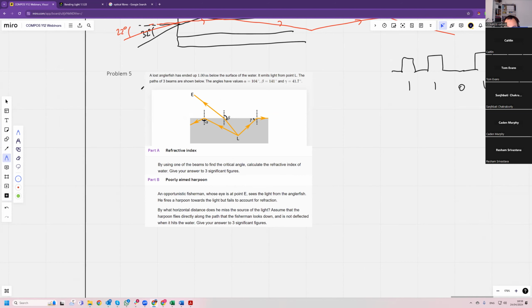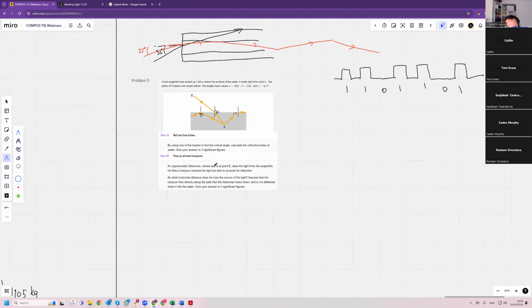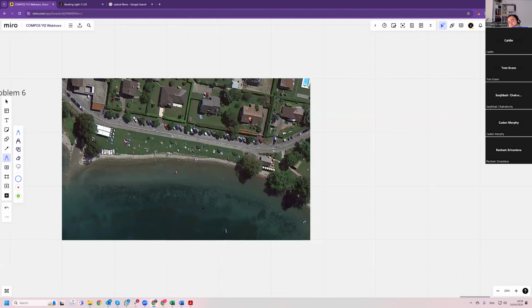Now this is another problem. I'd like to go through problem 6 first, using Fermat's principle. So the problem is as follows.